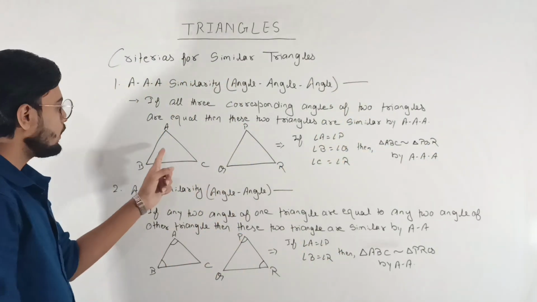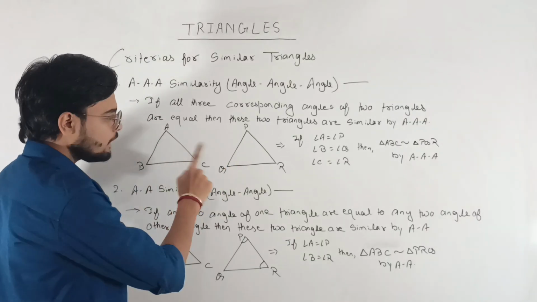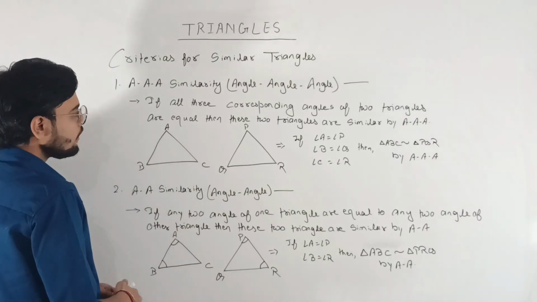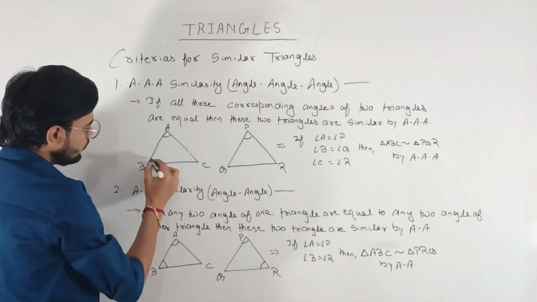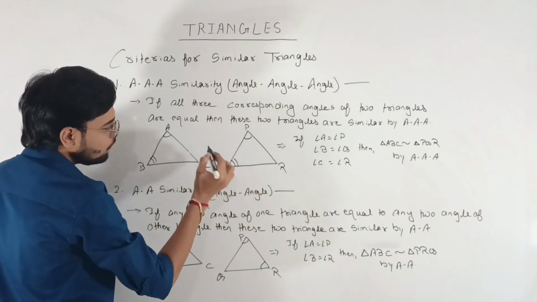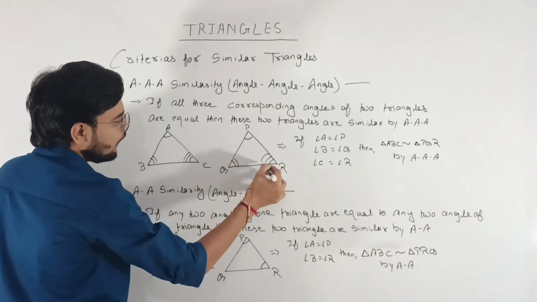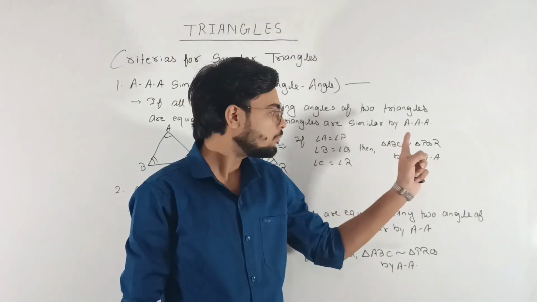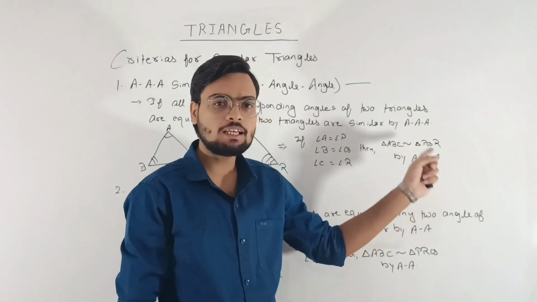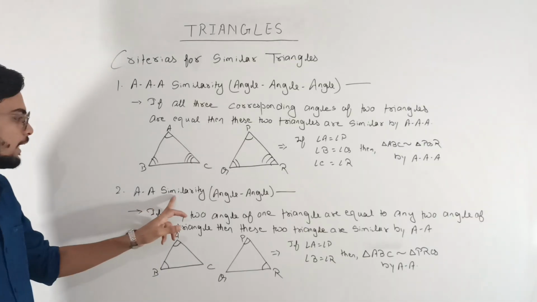Now look here, we have one triangle ABC and one triangle PQR. In this case, if angle A is equal to angle P, angle B is equal to angle Q, and angle C is equal to angle R, then triangles ABC and PQR are similar by AAA, that is angle. Got it?